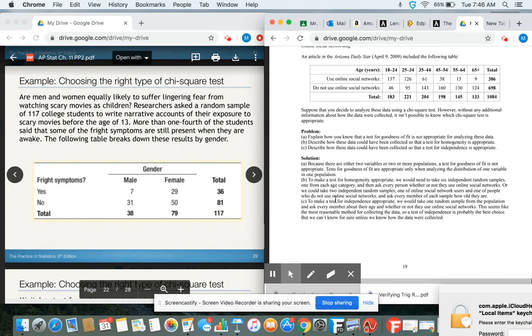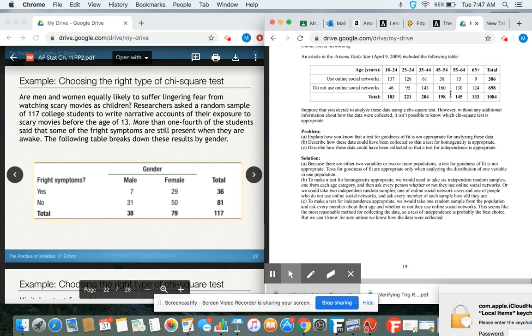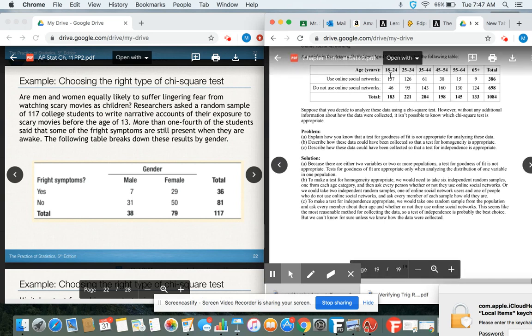To make it a chi-square test for homogeneity, we would need to take 6 independent random samples, one from each category, then ask every person whether or not they use online social networks. Or we would take 2 independent random samples, one that uses online social networks, one that does not, and then ask them which age group they fall into. So for the chi-square test of homogeneity, we need to somehow come up with multiple populations or multiple samples. So we could ask groups of 18 to 24, 25 to 34-year-olds, 55 to 64-year-olds, so multiple populations, and then ask them, do you use social networks or do you not?